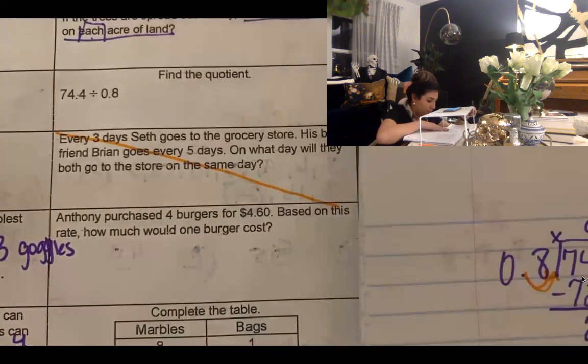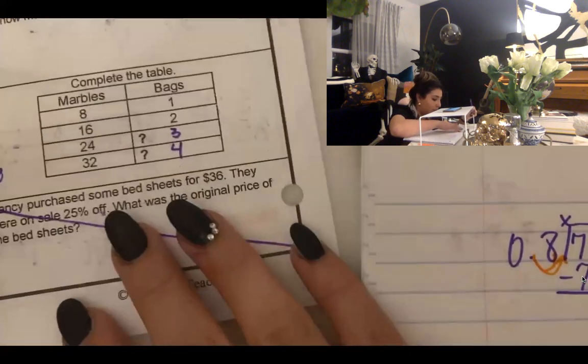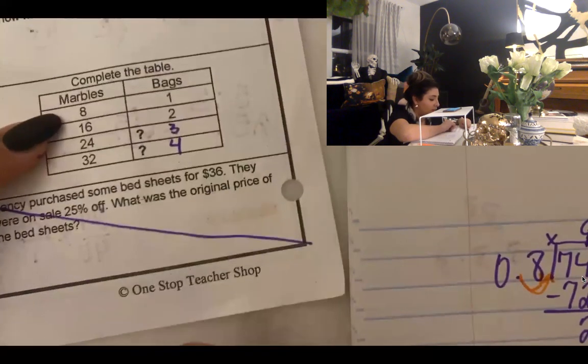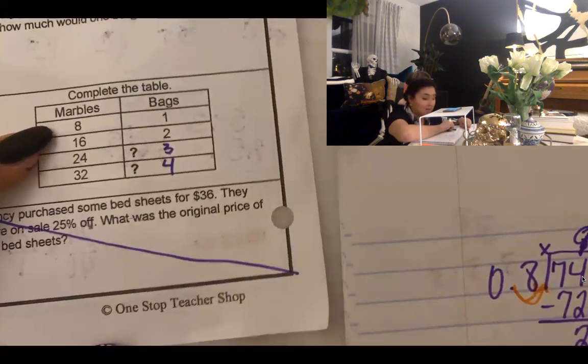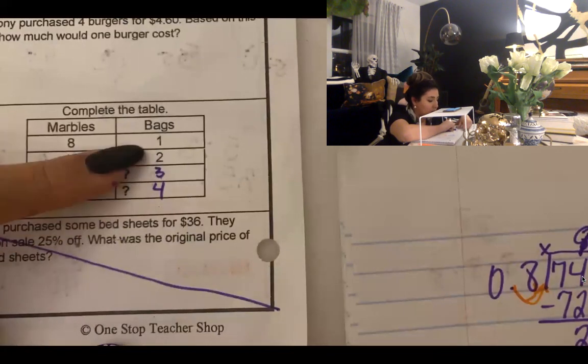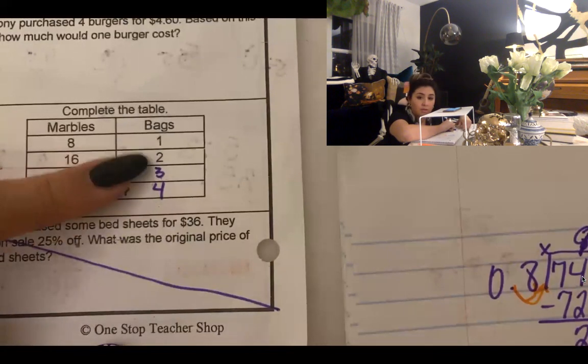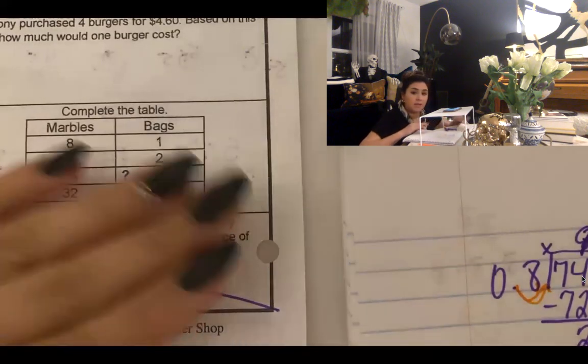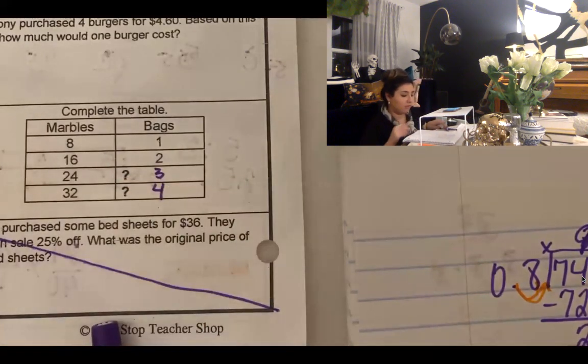All right, let's bump down to completing this table of marbles and bags. I saw a pattern here. This side is increasing by 8s right here, and this side is just increasing by 1s. 1, 2, 3, 4. That should have been your answer, 3, 4. And then I'm going to skip the bottom one because we were focusing on dividing decimals this week.